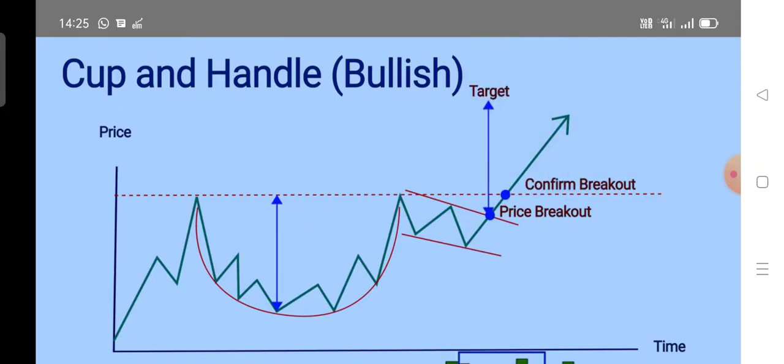Someone should take a long trade with a stop loss, and the stop loss should be just below the handle of the cup, or someone can adjust the stop loss accordingly if there is any small swing low formed within the formation of the handle itself. So we should look at the example here, then we will be able to understand in a better way.